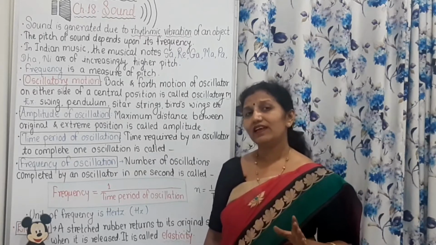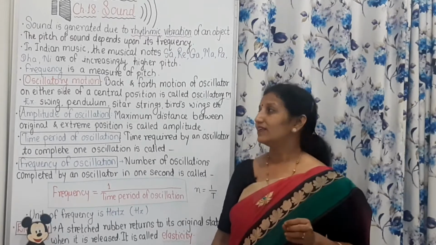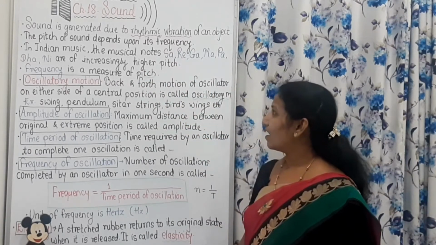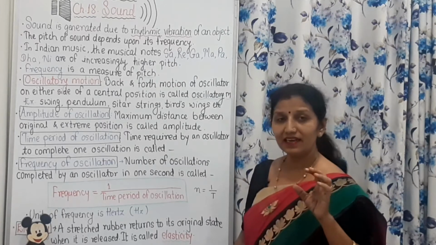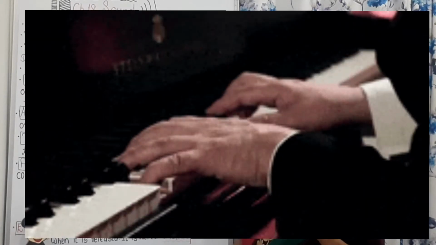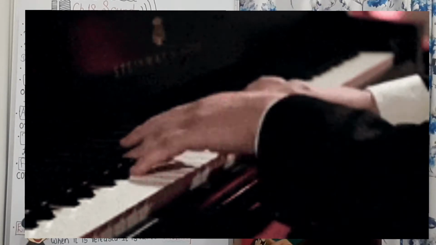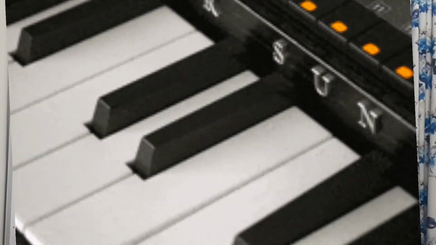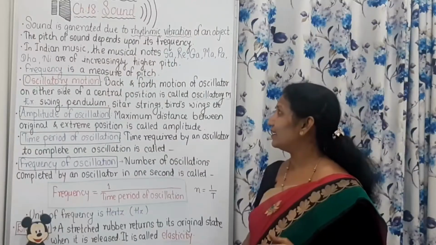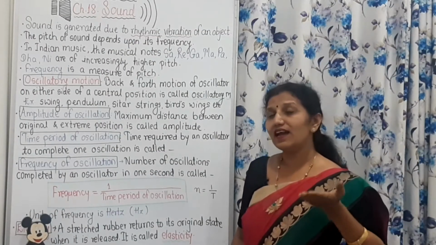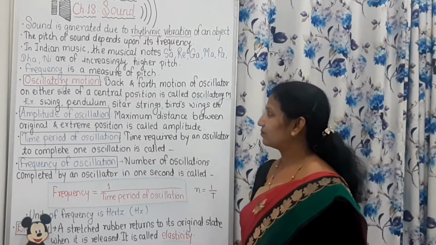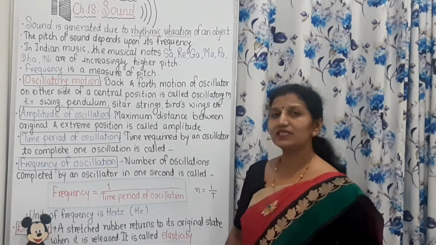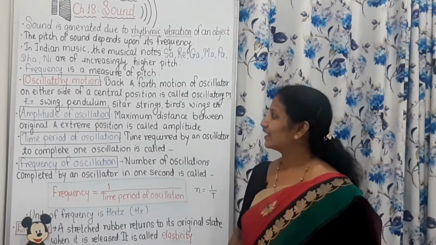In this way, for every instrument in Indian music the musical notes are there, and in general, if you play on harmonium, there are some musical notes: sa, re, ga, ma, pa, dha, ni, and these are increasingly in higher pitch. Then this frequency is a measure of pitch.